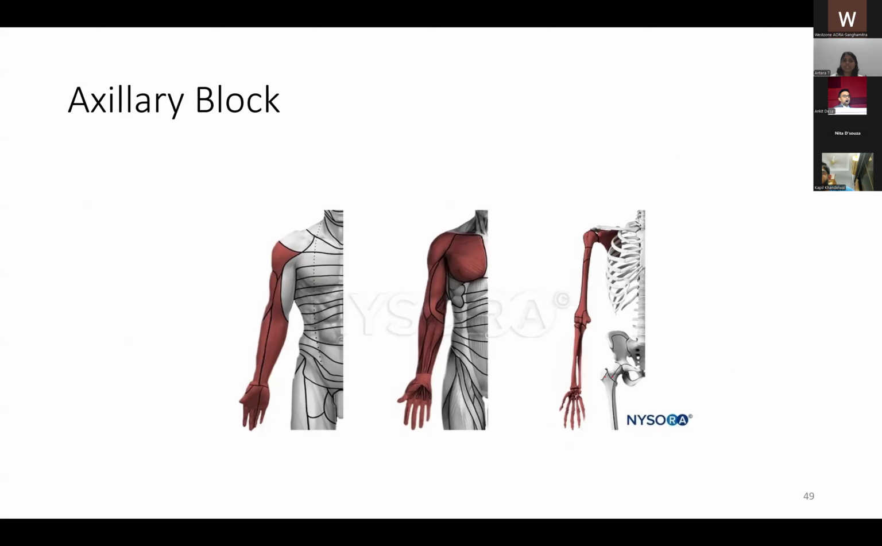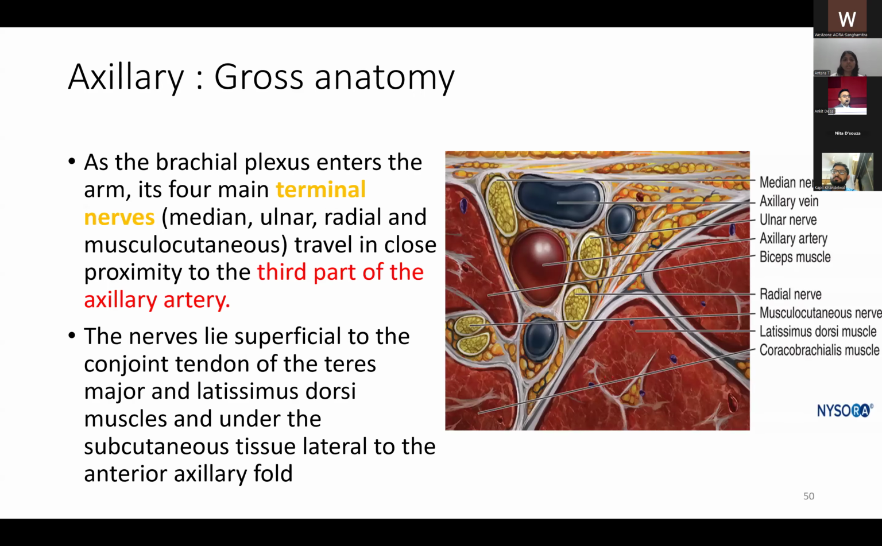So now we'll see the axillary block. These are the dermatomes, myotomes, and osteotomes that are covered in the axillary block. The brachial plexus enters the arm, and its four main terminal nerves, the median, ulnar, radial, and musculocutaneous, travel in close proximity to the third part of the axillary artery.